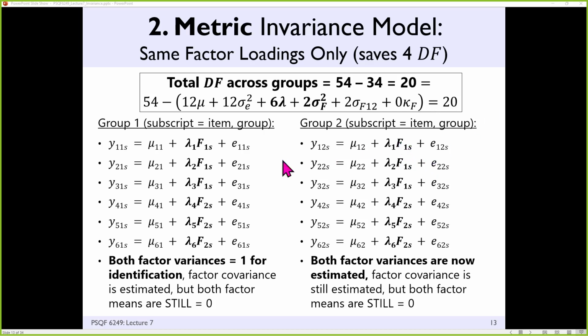So at this stage, we would constrain the loadings, free the factor variances, and then test the difference in fit where the only possibilities are worse or not worse. So this would be a 4 degree of freedom test.